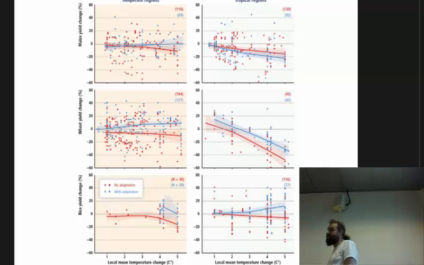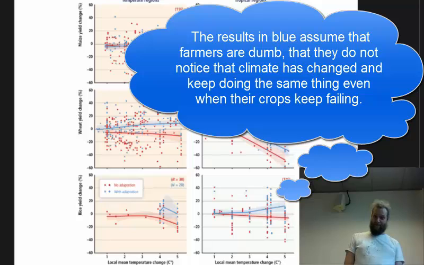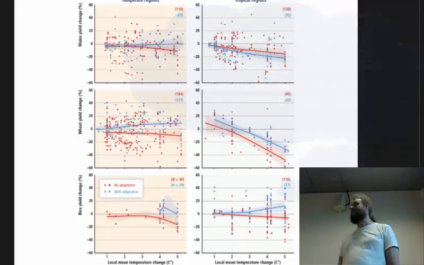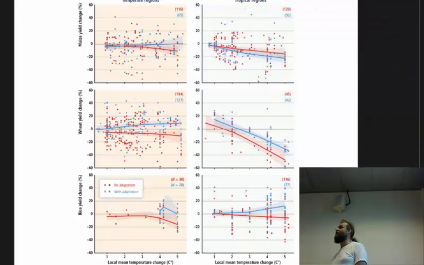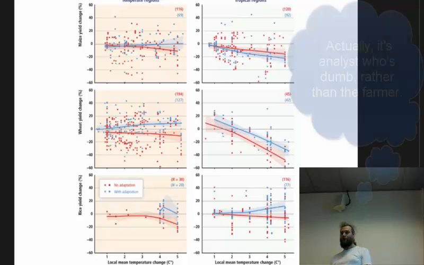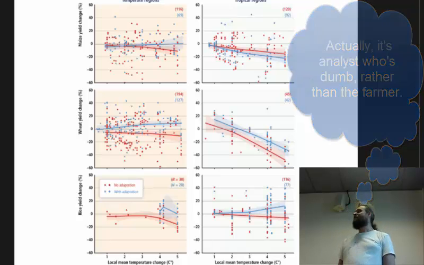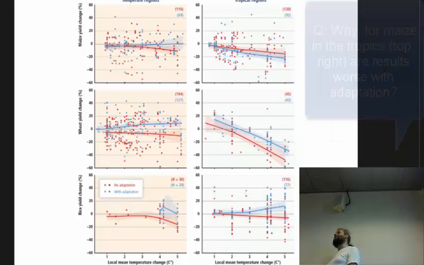In red, we assume that farmers just keep doing what they've always done. They keep planting the same cultivars at the same time, keep applying the same fertilizers and the same pesticides, and they keep harvesting at the same time as they have always done. Or rather, as they're currently doing, because they haven't always done this. Right? Farming practices have changed quite radically over the last 10,000 years and even over the last 10 years.